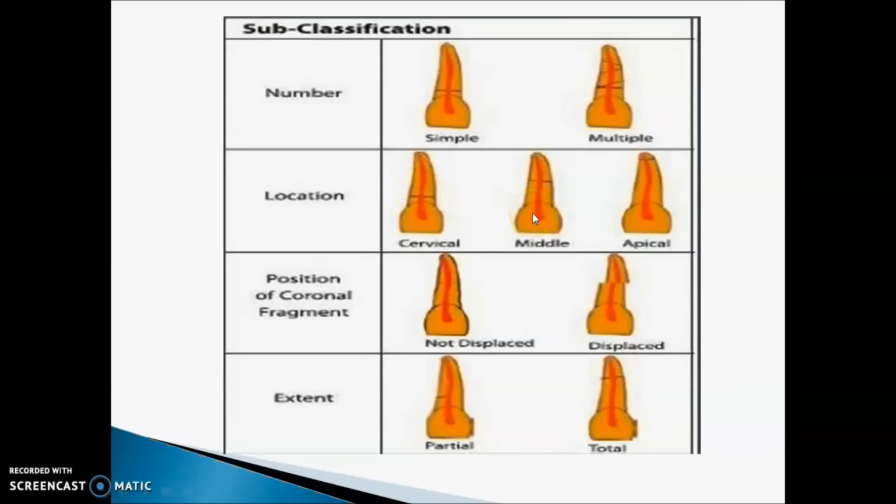In middle root fracture, for treatment you can go for root canal therapy, or you can go for apical and coronal fragment restabilization. Then cervical fracture, the treatment of choice is extraction only. Now based on coronal fragment position, you can also classify as not displaced and displaced, and by extent, sometimes partial root fracture is there or sometimes total root fracture is there. So please aspirants, note this classification.